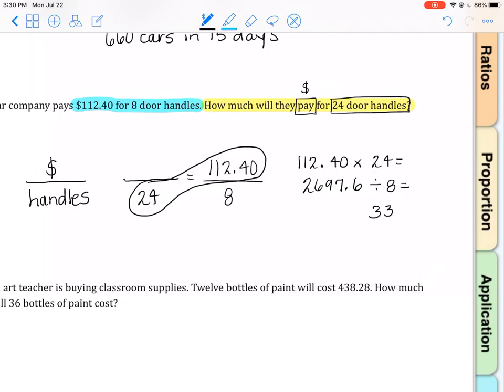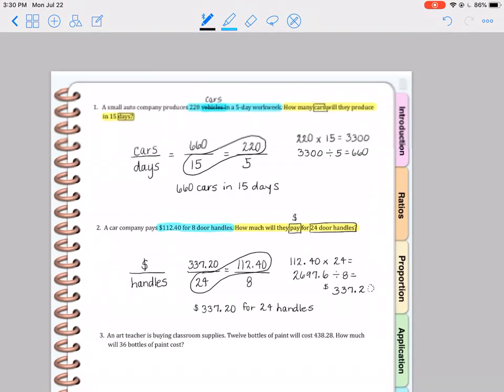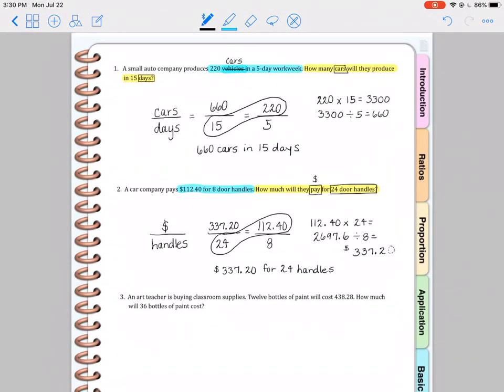So 337.2 is your final answer. Make that 20 cents. And that's this number. So 337.20 over 24. And that's your answer. $337.20 for 24 handles. And if you step back and look at those two, they worked exactly the same way. There is a pattern to this, and if you know how to do these, they will work every time the same way.